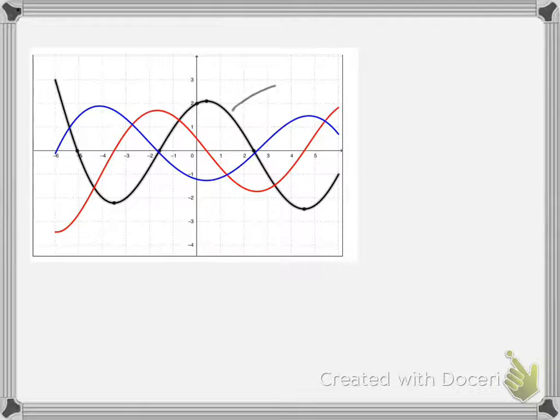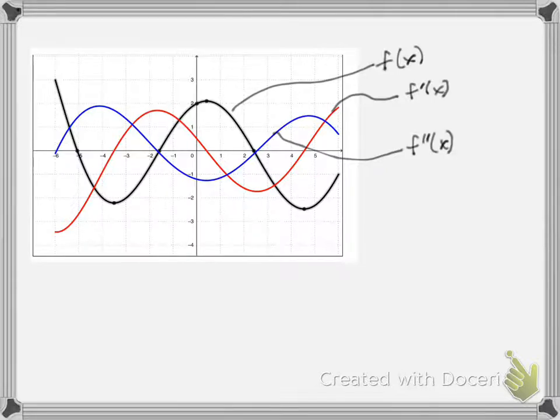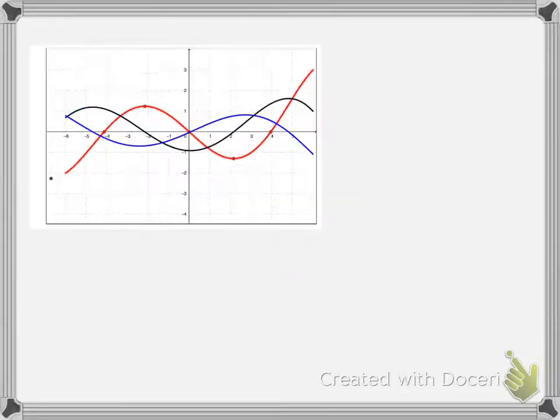Alright, so the black graph is the function. The red graph is the first derivative. And the blue graph is the second derivative. Okay? That's what we have so far. Alright, so let's try the next one.